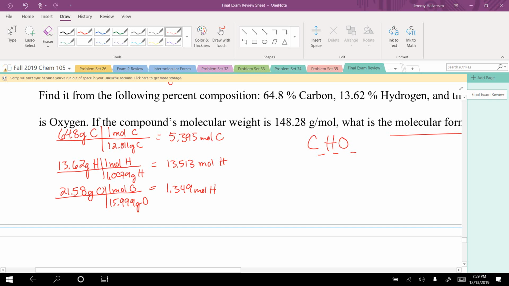Okay, so now I have my moles of each thing, but I don't just want moles. What do I want? I want mole ratios. So to get mole ratios, what am I going to do? Divide by the smallest. Could I divide by the biggest? I could. It just would give me really tiny numbers, and I'd have to multiply a lot to get whole numbers. By dividing by the smallest, I guarantee that the smallest number I get is 1. So I don't get any little decimals.